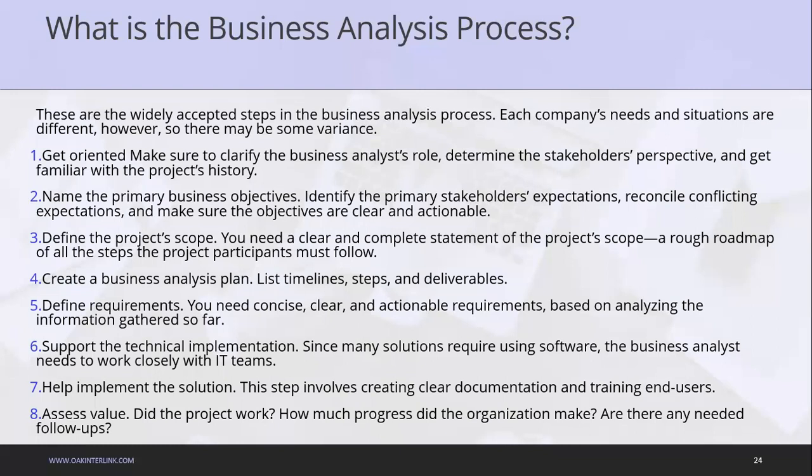Then you define the project scope, you create a business plan, then you define all the requirements, you support the technical implementation, you help implement this solution, and then you assess the value. Now, look at it again. You get oriented, meaning you must be aware of the present situation. Then you must name the primary business objectives by identifying the primary stakeholders' expectations. Thirdly, you must define the project scope, meaning you need a clear and complete statement of the project scope, which is you want to initiate a change.